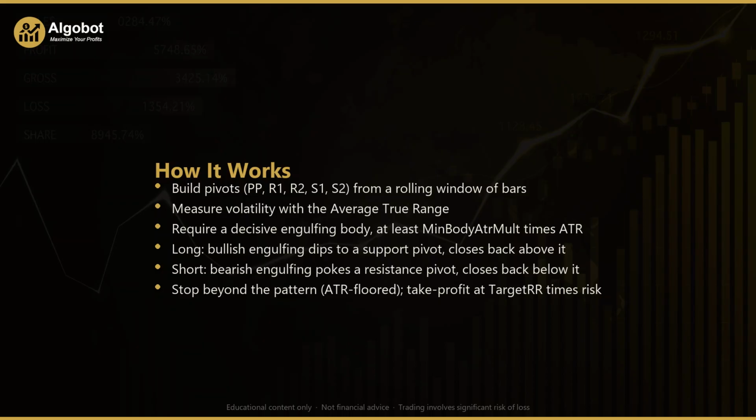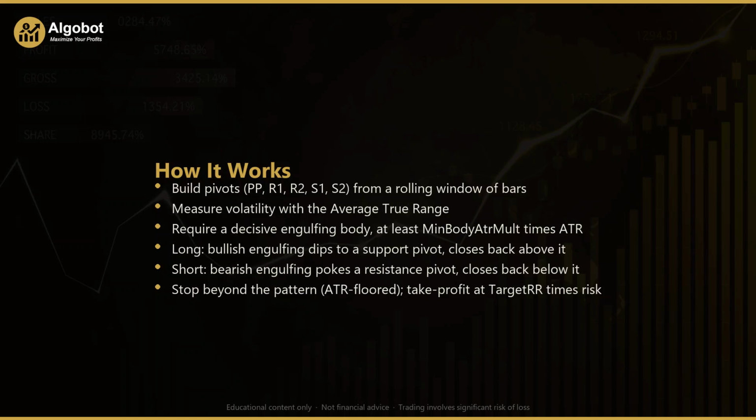Using the window of bars that sit just before the most recent two candles, it finds the highest high and the lowest low, takes the reference close, and computes the classic pivots. The pivot point is the average of the high, low, and close. R1 and S1 are the first resistance and support, and R2 and S2 are the wider second levels. These become the lines the strategy watches. Then it measures volatility with the average true range and sets a tolerance equal to ConfluenceAtrMult times that ATR. This tolerance is how close a candle's wick must come to a pivot to count as a genuine touch.